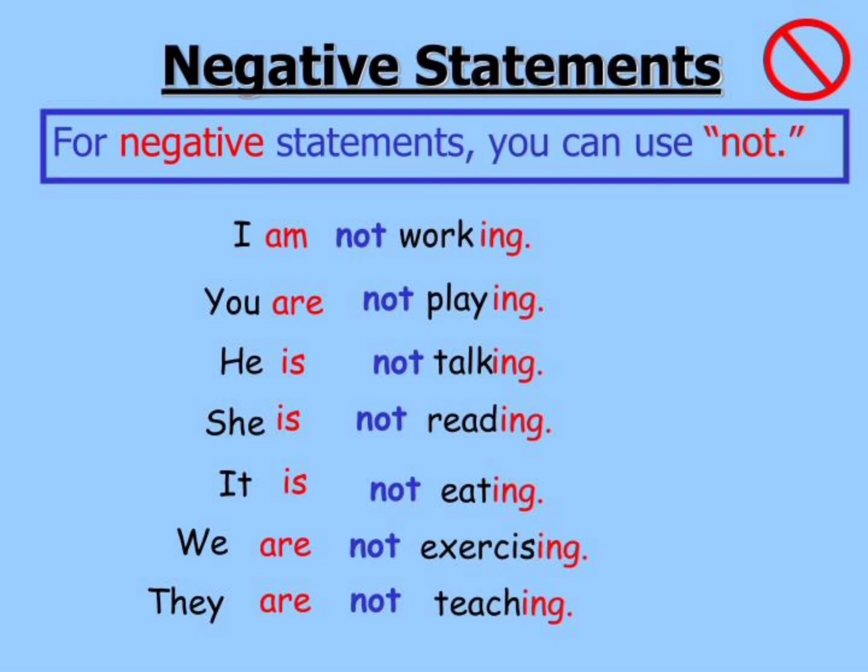Now, how to frame negative statements? In the present progressive or present continuous tense, for negative statements you can use not. Subject, then your be verb, I mean am or is or are, and whether you choose am or is or are depends upon your subject. Then you have to use not as its negative, and then the simple present form of the main verb with ing. For example, I am not working, you are not playing, he is not talking, she is not reading.